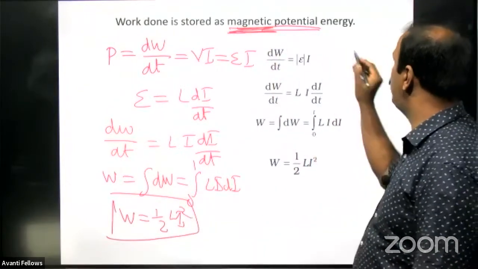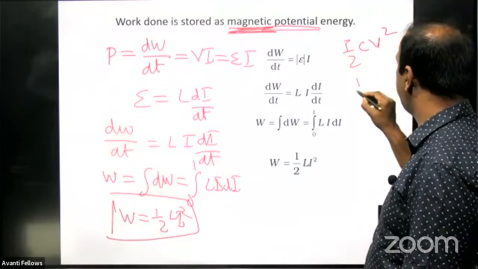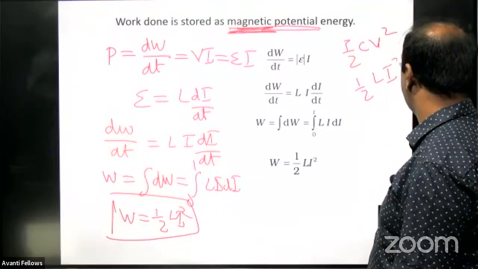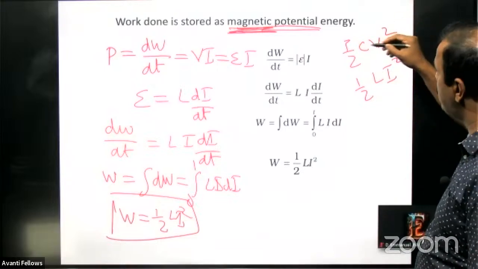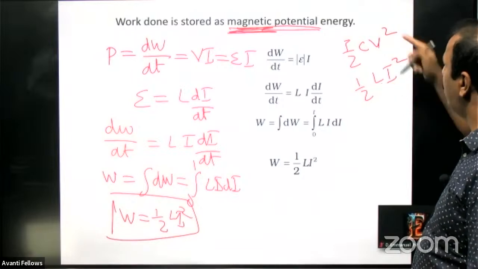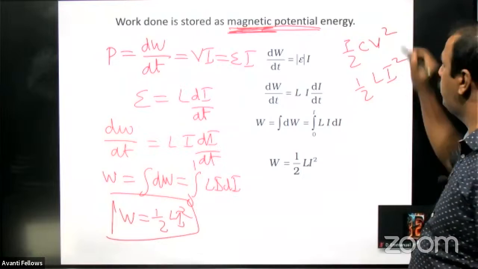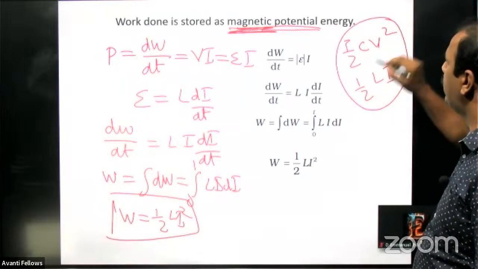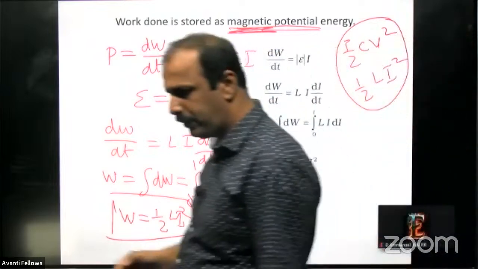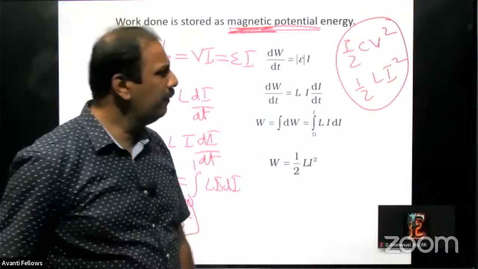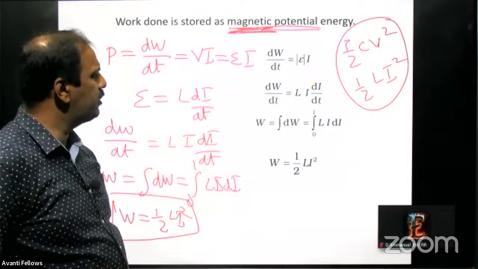You can think of this one as similar to half CV square. There it is half CV square, here it is half Li square. So you see here, the half is the same. For capacitor it is C, and for inductor it is L. There it is voltage, here it is current. So you can remember like that. In capacitor it is half CV square, here it is half Li square. I think this is also clear.